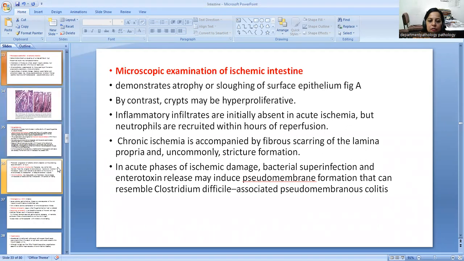In acute cases of ischemic damage, bacterial superinfection and enterotoxin release will induce pseudomembrane formation that can resemble Clostridium difficile associated pseudomembranous colitis.